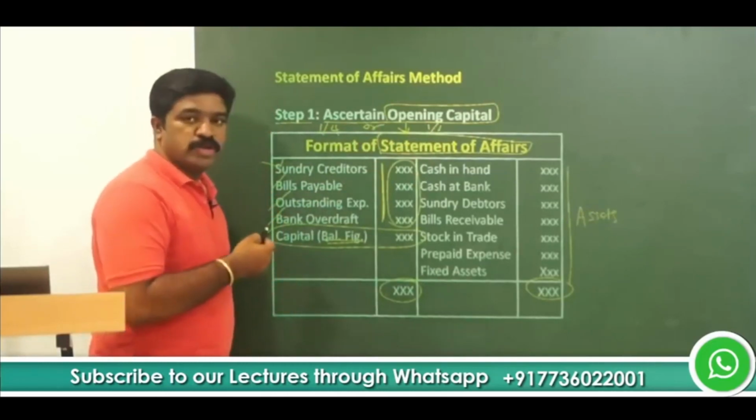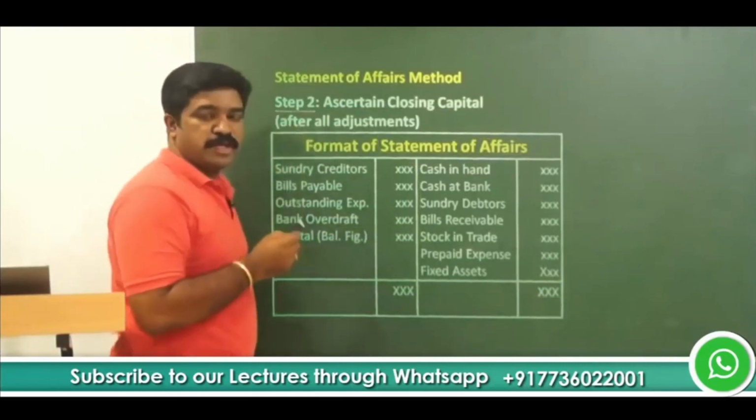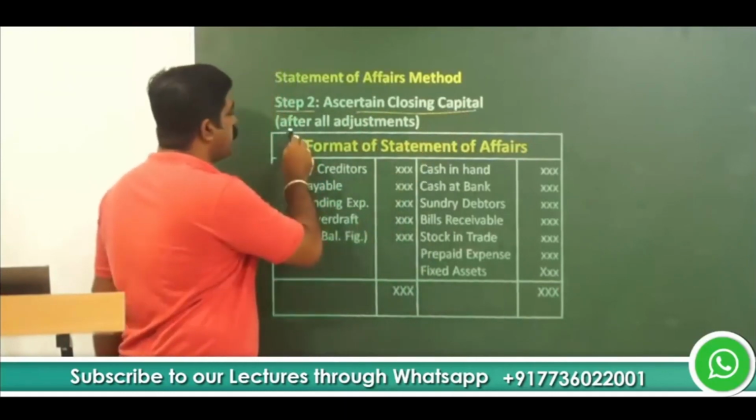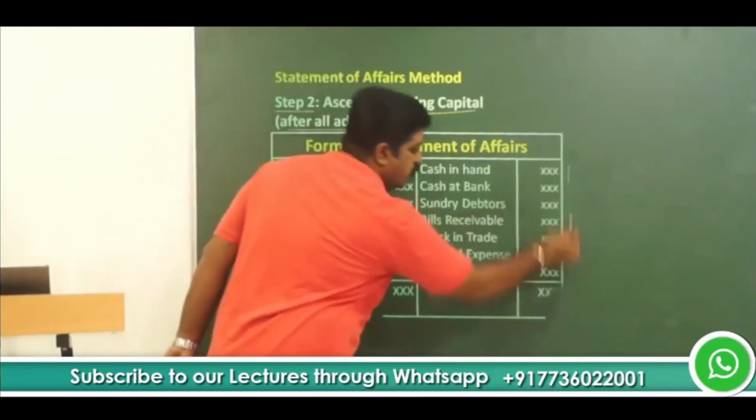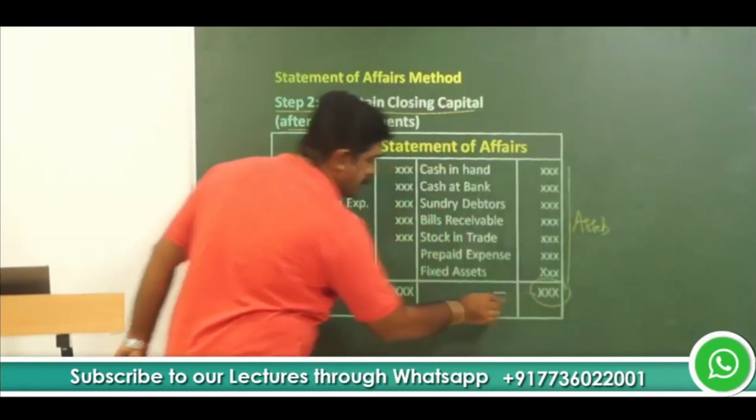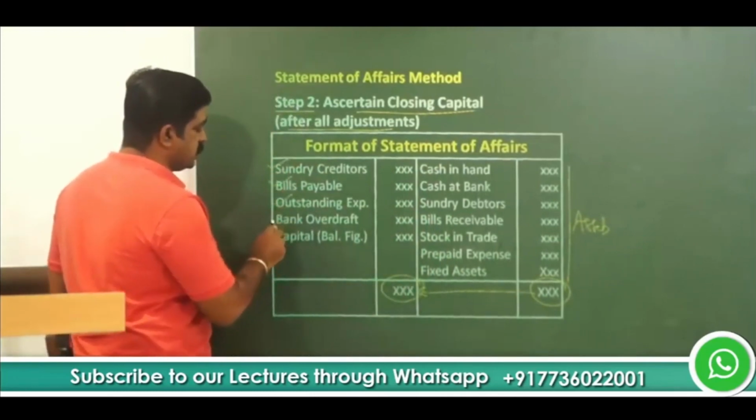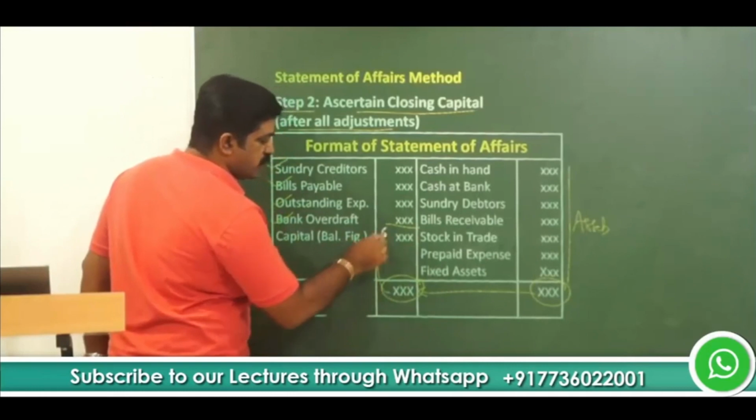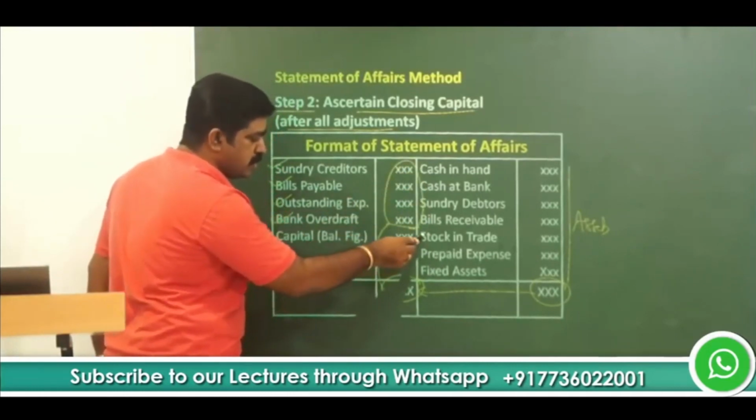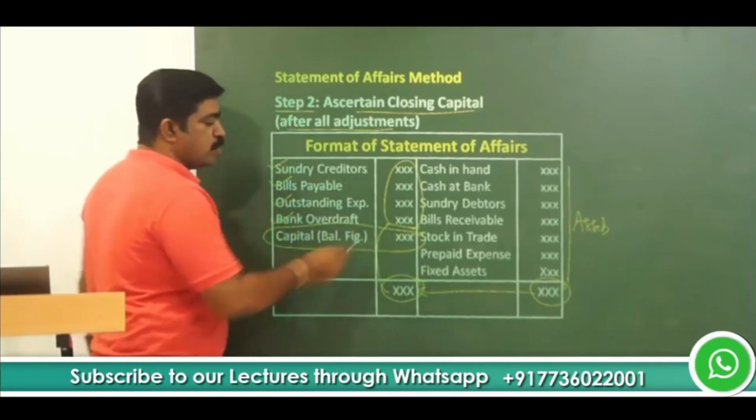Then step 2, you have to compute your closing capital. Again we have to repeat the process, ascertaining closing capital after all adjustments. So here also we'll list out all the assets, total it, bring the total over here also, and list out all the liabilities. From this total, subtract all these liabilities, and you will get a balancing figure. And this balancing figure we will call closing capital.